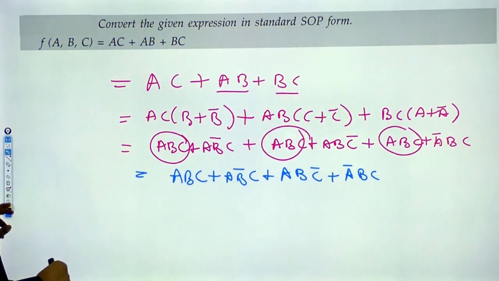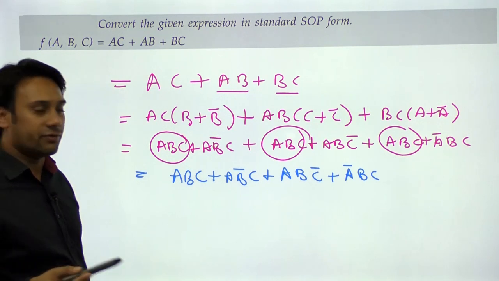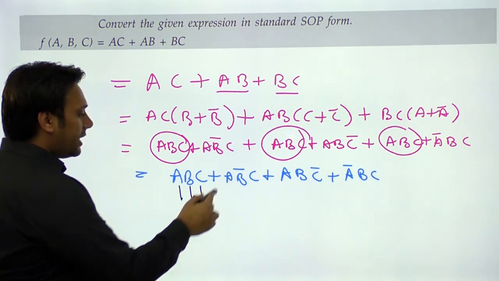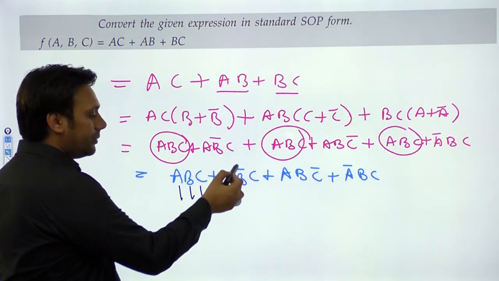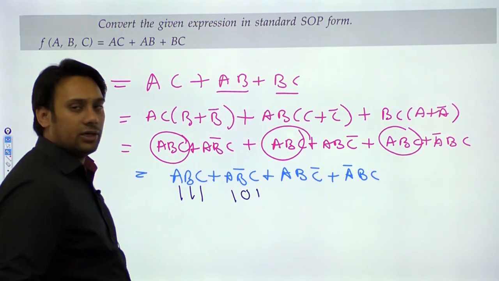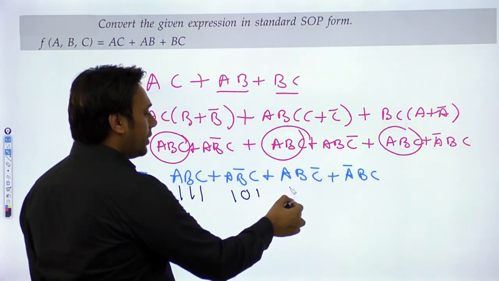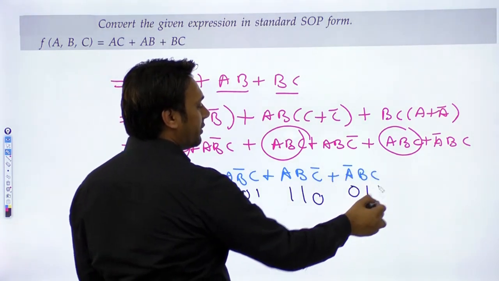Now there's something more which is very important to notice here. We have ABC, all three in uncomplemented form, so I can write this as 1, 1 and 1. Here we have A, B complement, C: A is uncomplemented, B is complemented, and C is uncomplemented. Here we have A, B, C complement, so I can write it as 1, 1, 0. Here A complement BC, I can write as 0, 1, 1.